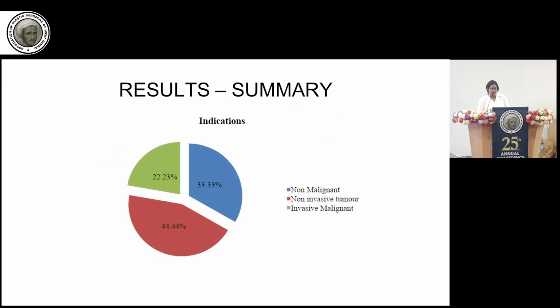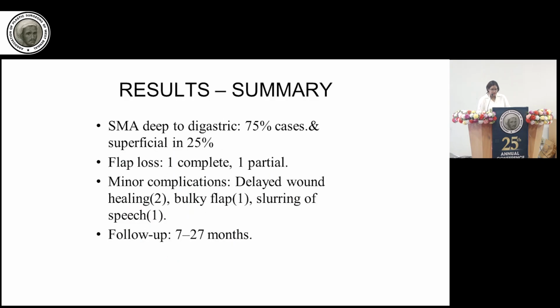We have 12 patients, among them 8 male patients and 4 female patients. Age group ranging from 5 to 50 years. The sites of reconstruction: tongue 4, angle of mouth 3, angle of jaw 1, floor of mouth 2, retromolar trigone 1, and ear 1. And by indication, non-malignant cases 33.33%, non-invasive 44.44%, and invasive malignant 22.23%.